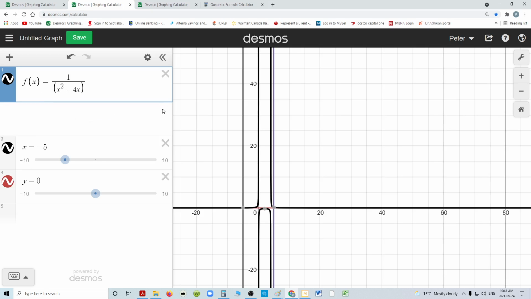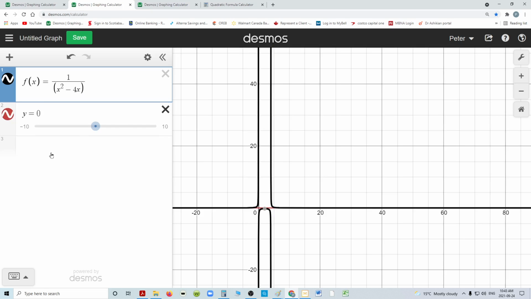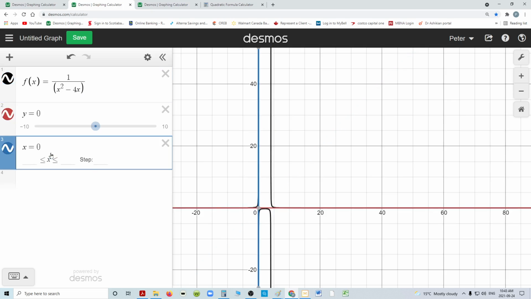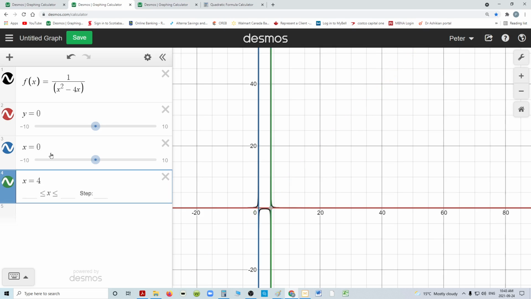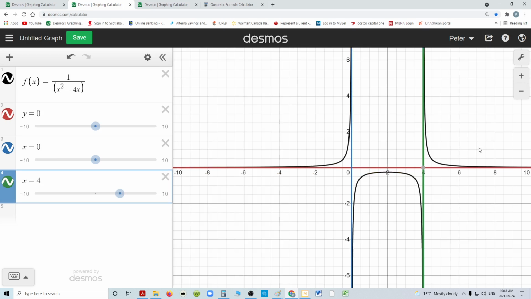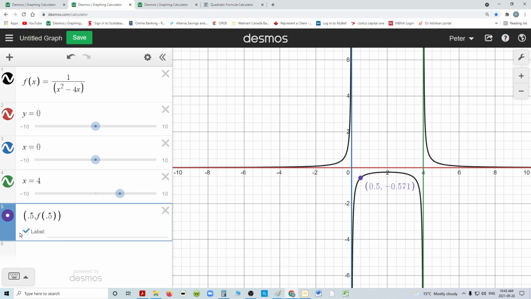And we'll get rid of the old stuff. We'll keep that. We'll do x is equal to 0 for one of the asymptotes, and x is equal to 4 for the other. And we'll just zoom in a bit. Great. We're going to put in 0.5 comma f of 0.5. Oh, I got the max wrong. So that means I did the derivative incorrectly. Just goes to show you how easy it is to do the incorrect derivative.